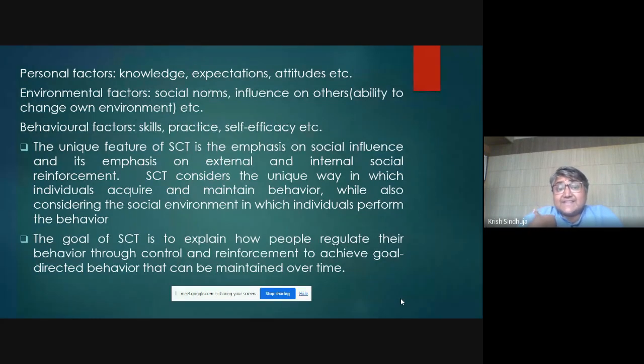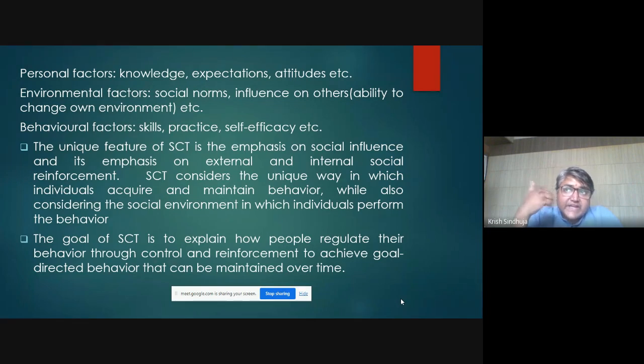And behavioral factors like skills, practice, one's individual efficiency, that is also a component. When you ask me what is the difference between the personal and behavioral component, the personal is the innate part, and behavioral is what you acquire from your practice. One is ascribed and another is acquired. So the unique feature of social cognitive theory talks about social influence and how each individual picks up a particular skill set or practice or efficacy based on the social environment.